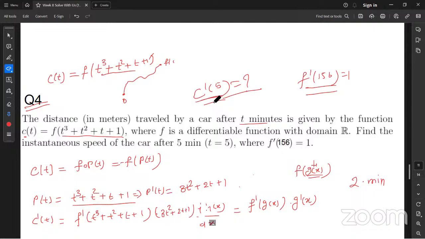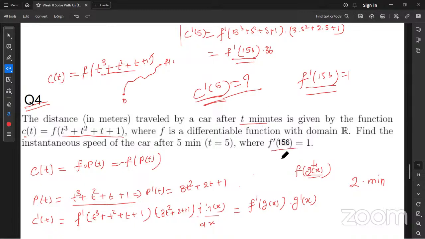Okay. Now what do we need to find? We need to find C prime of 5. Just put t equal to 5 here. So it will be f prime of 5 cube plus 5 square plus 5 plus 1, into 3 into 5 square plus 2 into 5 plus 1. Just calculate: 125 plus 25 is 150, plus 5 is 155, plus 1 is 156. And 3 into 25 is 75, plus 10 is 85, plus 1 is 86. And we have this value 1. So it becomes 1 into 86, which is 86.